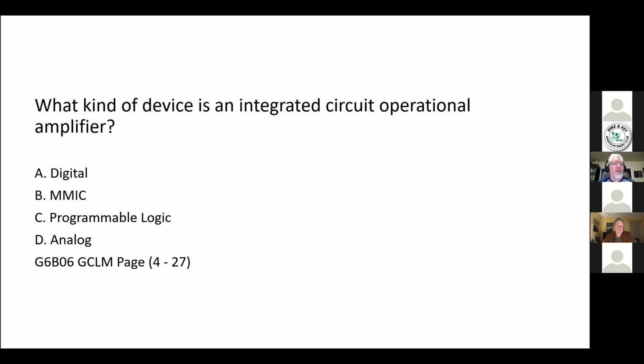Okay. What kind of a device is an integrated circuit operational amplifier? A, digital. B, MMIC. C, programmable logic. Or D, analog. Analog, Delta. They're called op amps, and they're used for audio quite a bit. This is why our audio boards have got so fancy. In the last 10 years, yep, it's an audio analog amp.